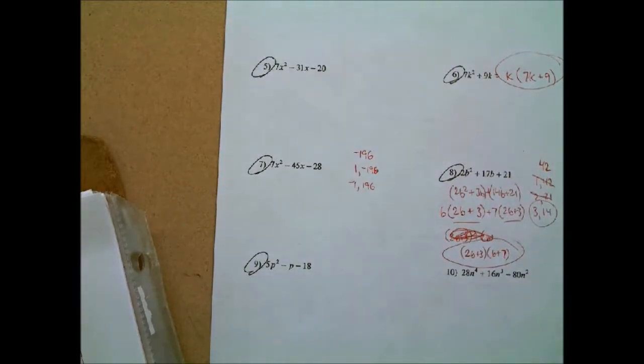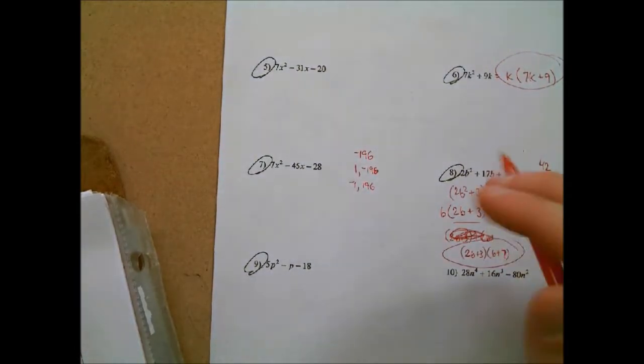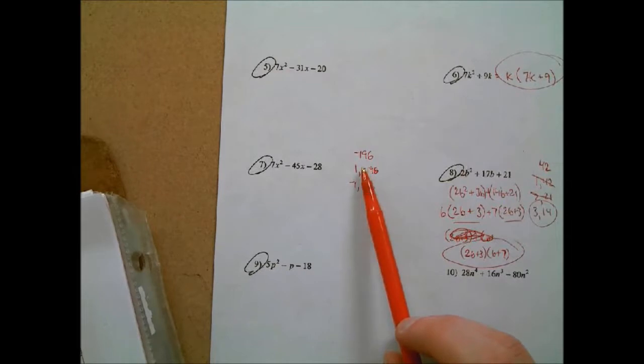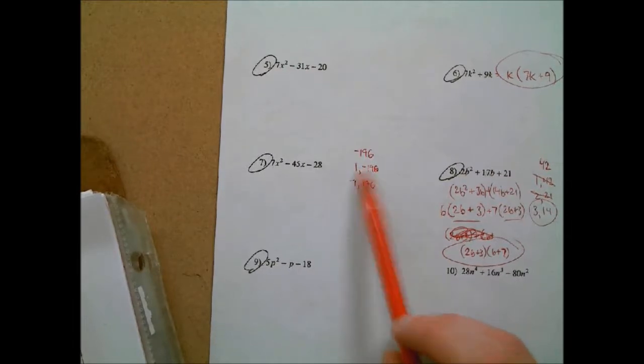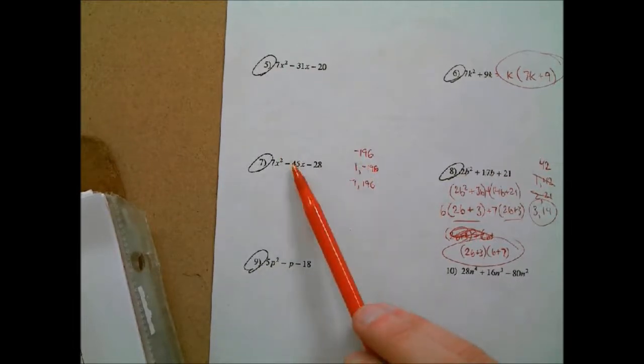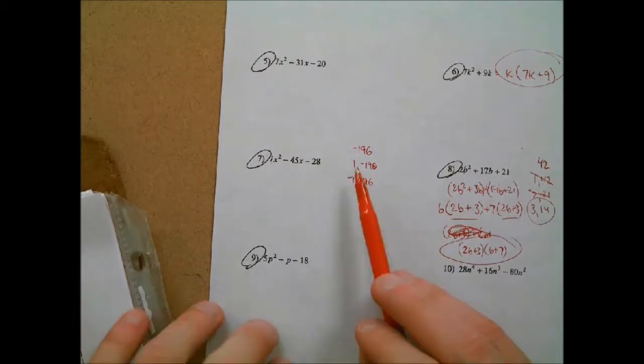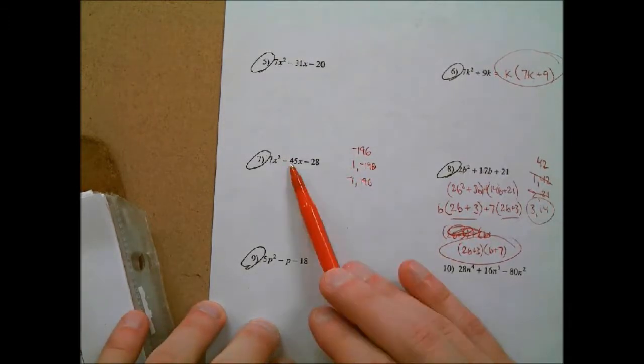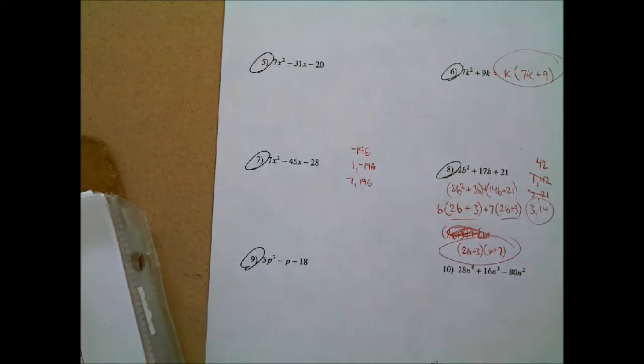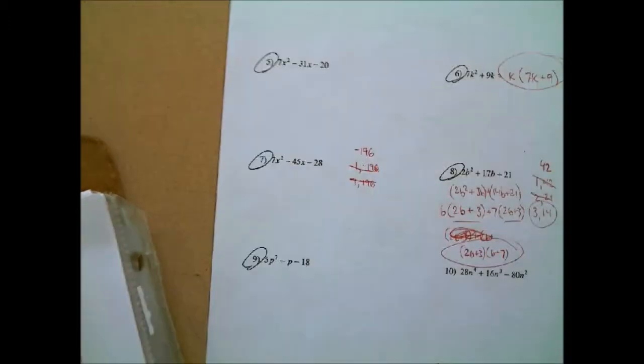Alex, I was talking to you the whole time, okay? Does this add to make this? It's an easy answer. Don't make it harder than it needs to be. Does 1 plus negative 196 add to negative 45? No. So these are not our options. So we have to keep looking, right?